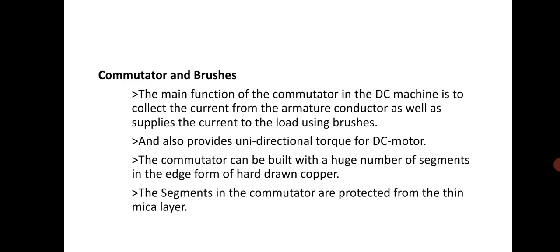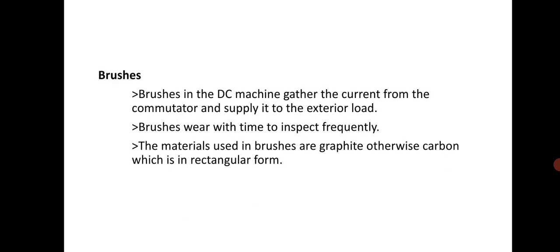This commutator can be built with a huge number of segments in the form of hard drawn copper. The segments in the commutator are insulated by a thin mica layer. Then the brushes gather the current from the commutator and supply it to the load. These brushes wear with time, so inspect them frequently.